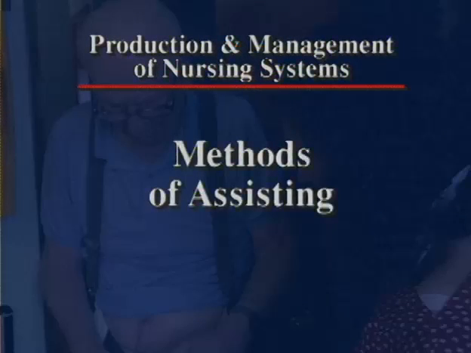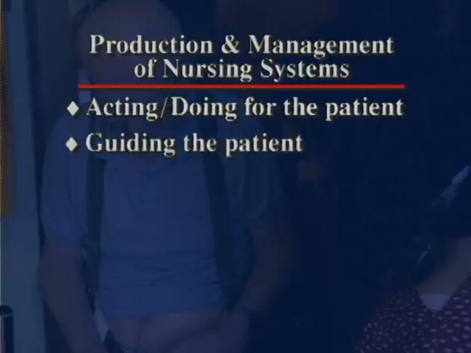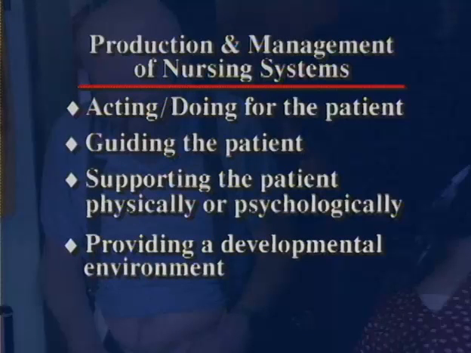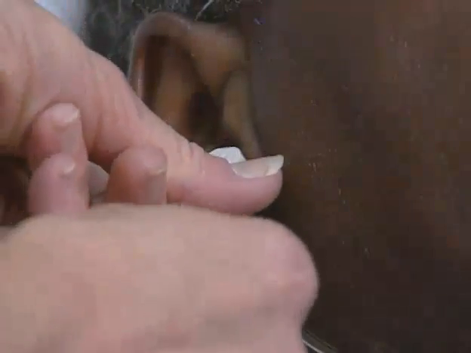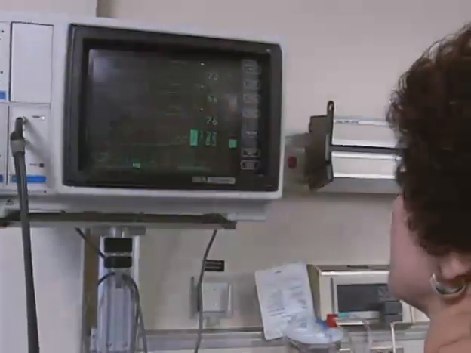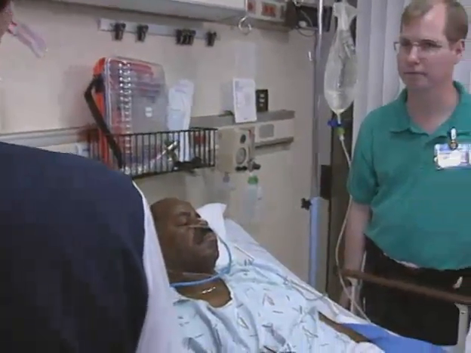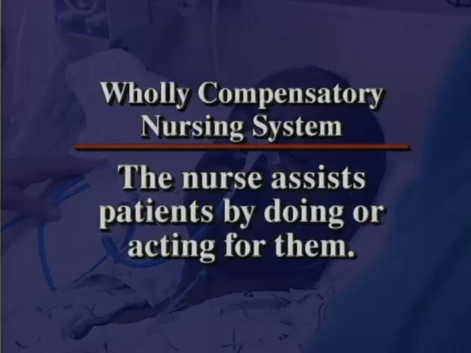Production and management of nursing systems occurs through various methods of assisting, including acting for or doing for the patient, guiding the patient, supporting the patient physically and psychologically, providing a developmental environment, and teaching the patient. The design of a nursing system is a function of the therapeutic self-care demand and self-care agency of the patient. When people are unable to take action to meet the demand, they require a wholly compensatory nursing system. In this nursing system, the nurse assists patients by doing or acting for them.